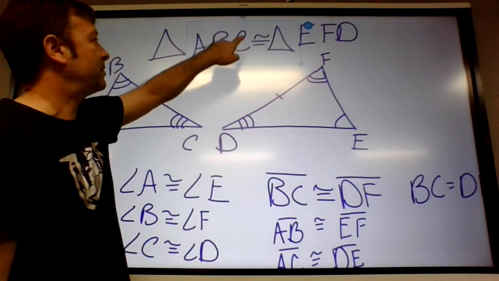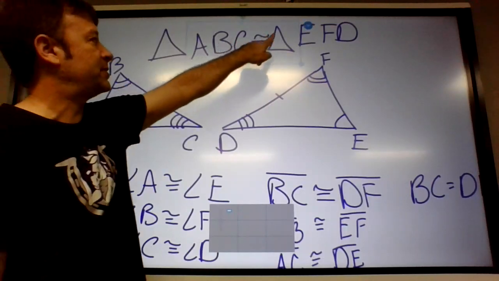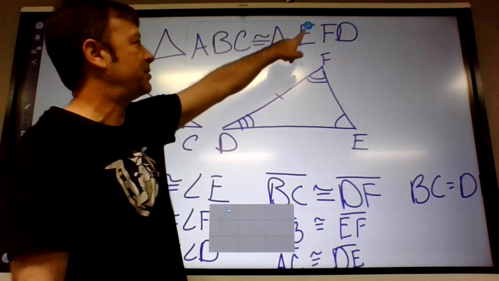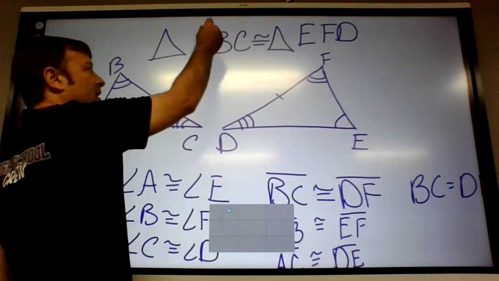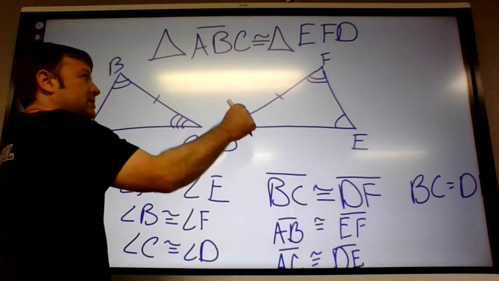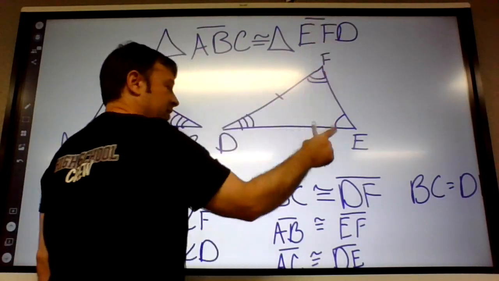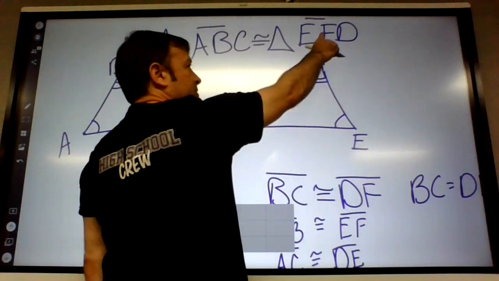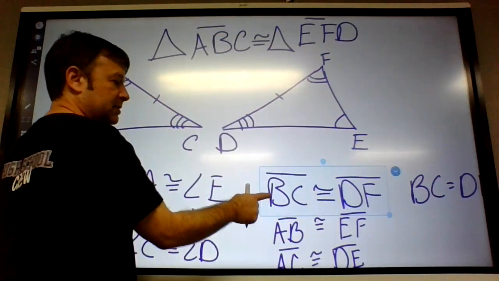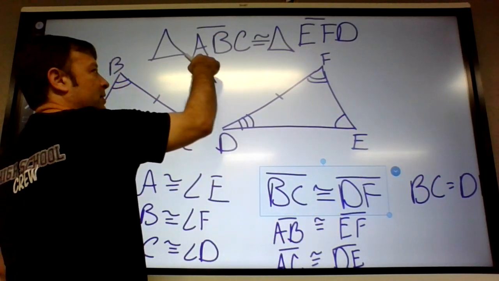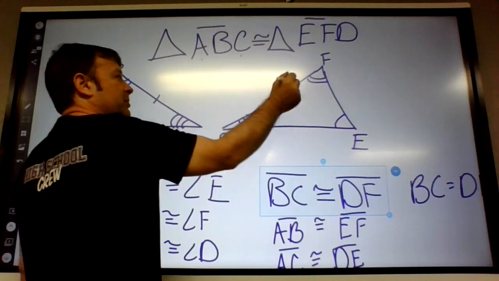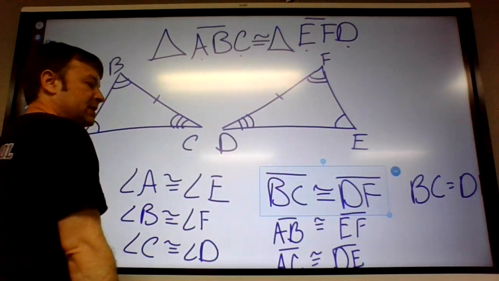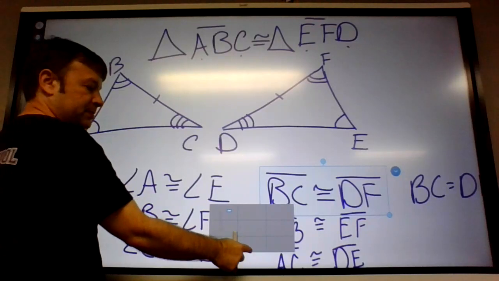Okay, so angle A is congruent to angle E. Angle B is congruent to angle F. Angle C is congruent to angle D. Also, line segment AB is congruent to line segment EF, right there. Or BC is congruent to FD, right there. Or they're not next to each other, but line segment AC is congruent to line segment ED. That was the last one.